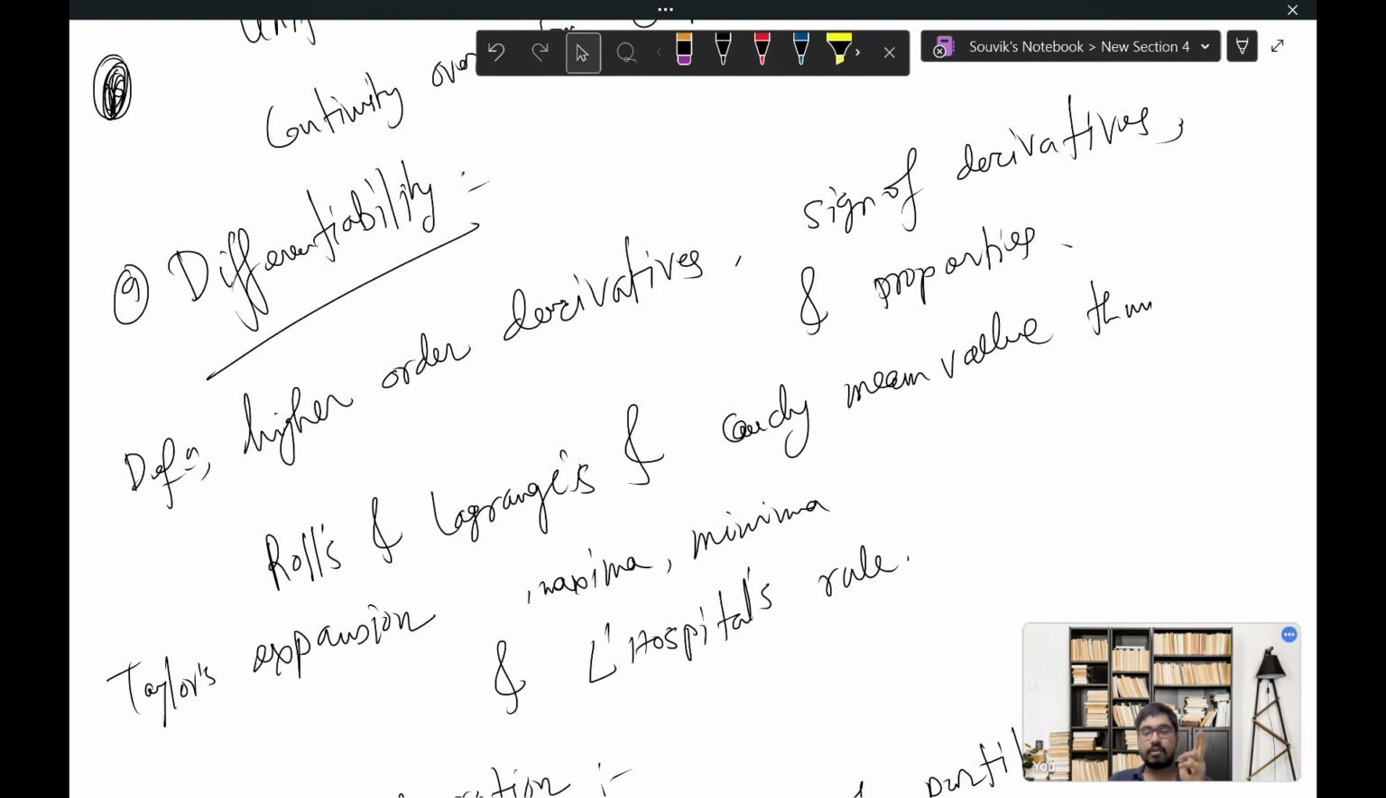First we introduce the definition, the higher derivatives, sign of derivatives, and some properties. Then we introduce Rolle's theorem, Lagrange's theorem, Cauchy's mean value theorem, Taylor expansion, maxima and minima, and L'Hopital's rules. Problems including Taylor's theorem and L'Hopital's rules are very much important for exam purpose.